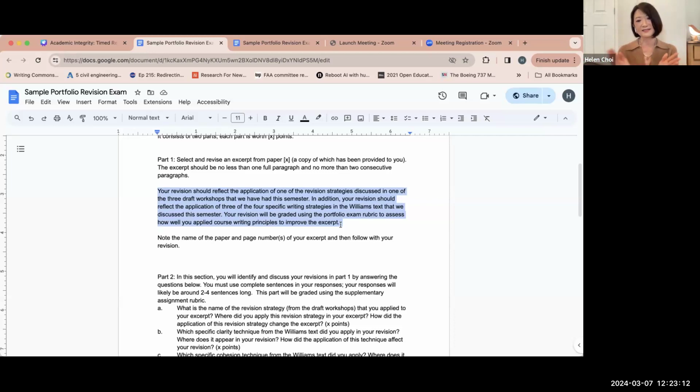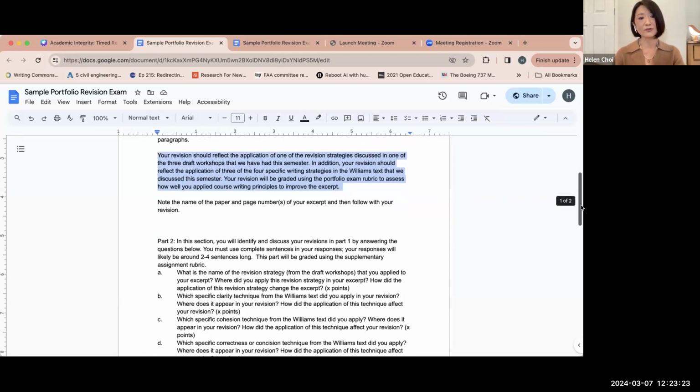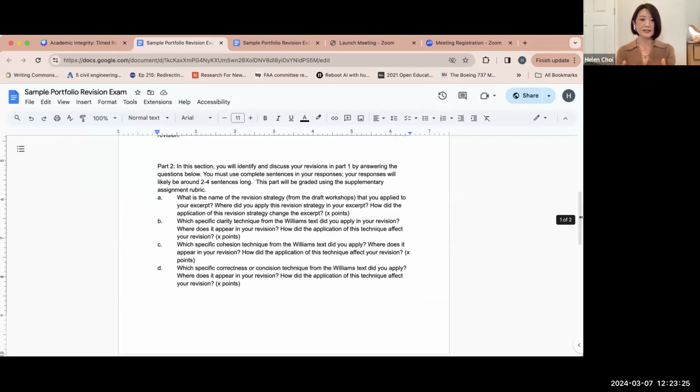And then I use a textbook and some revision strategies that we talk about throughout the semester, and I want them to apply some of those. And just in case, to reinforce that, in part 2, I think you can do lots of things here. You can just have a reflection that's more open-ended.